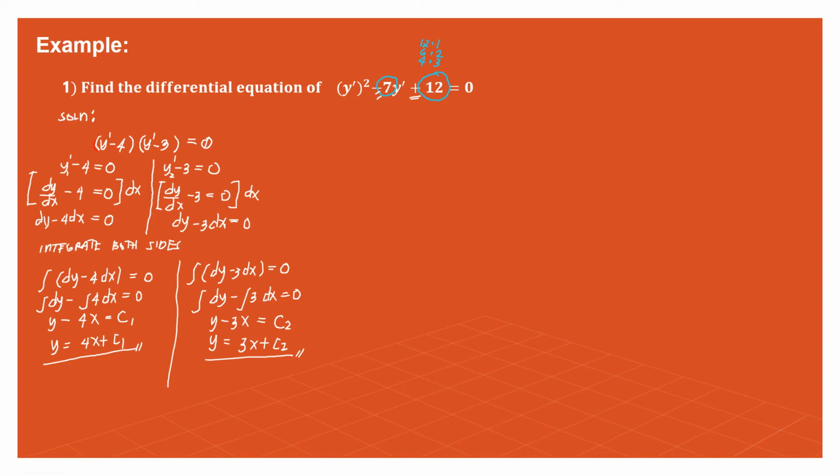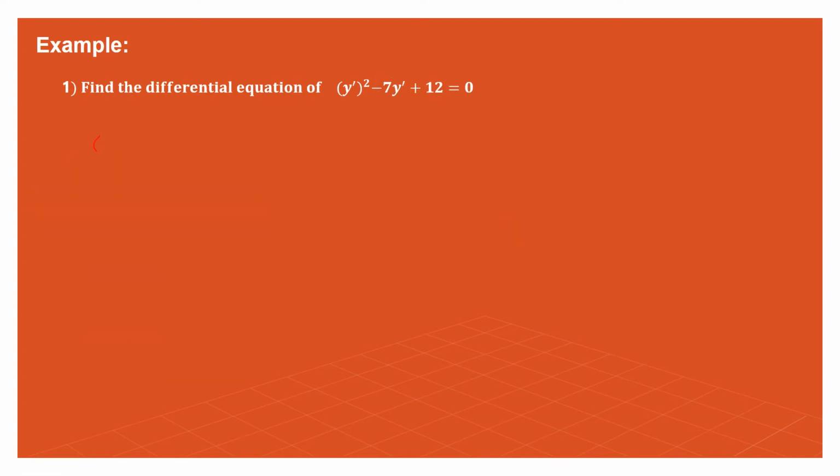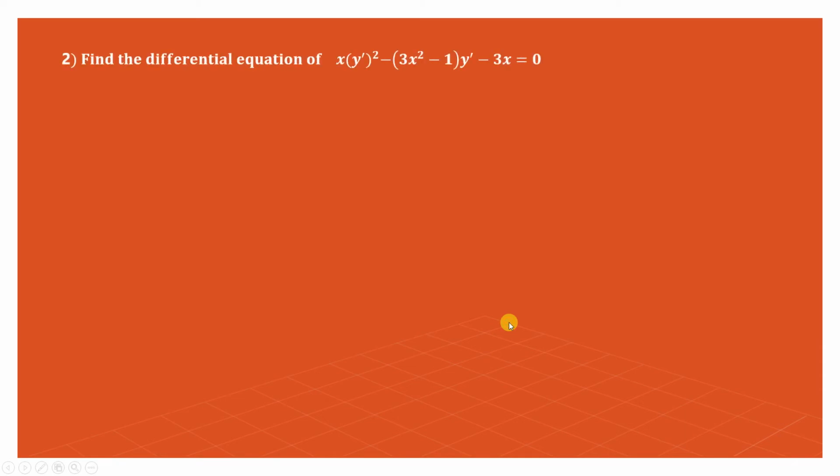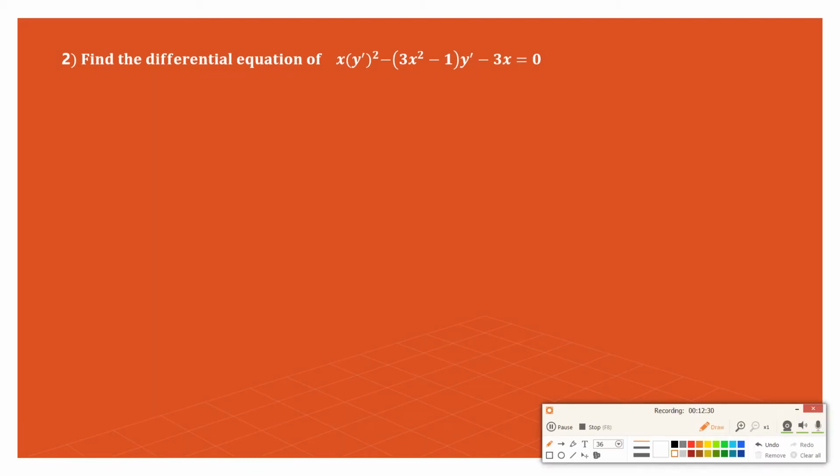Okay, continue tayo for the second example. For the second example, find the differential equation of xy prime squared minus (3x squared minus 1) times y prime minus 3x is equals to 0. So, same procedure pa rin ang gagawin natin. No? But this time, medyo pinahirapan ng konti.